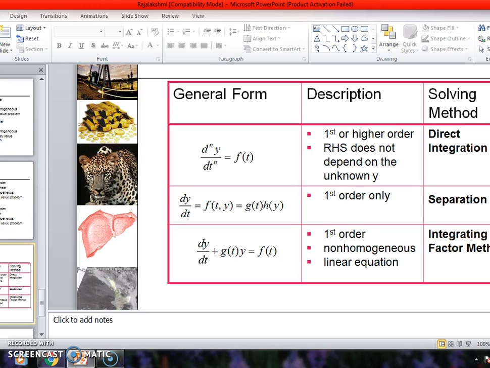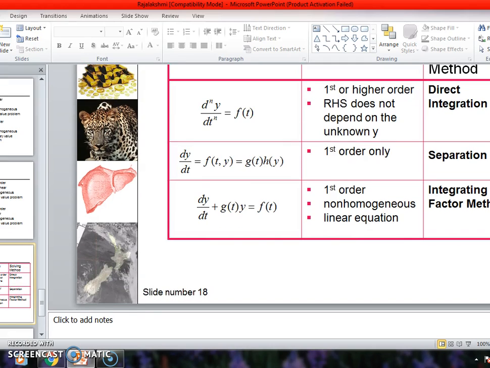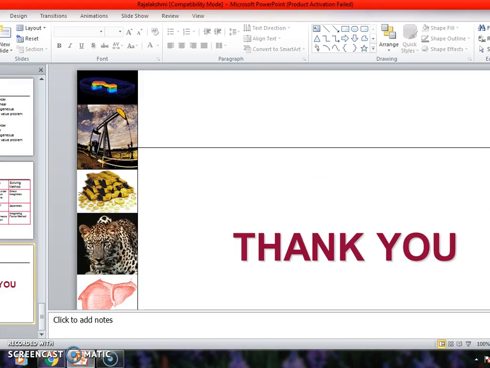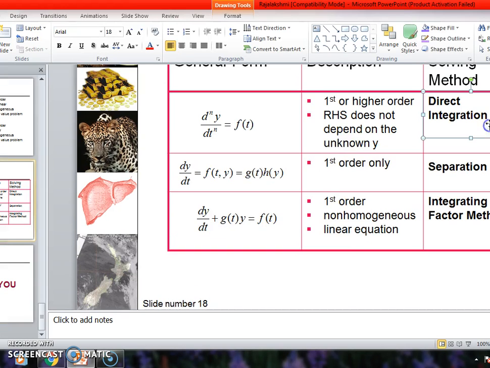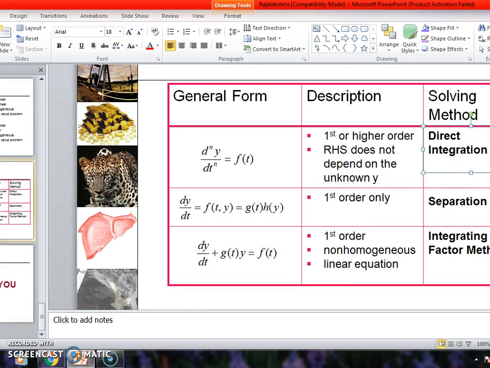dy by dt plus g of t into y is equal to f of t. This is the first order non-homogeneous linear equation. This equation is solved by the integrating factor method. These types of problems are solved in this introduction to ODE.